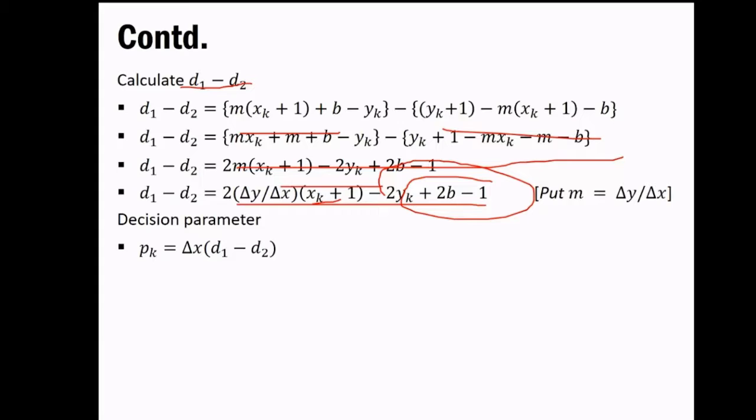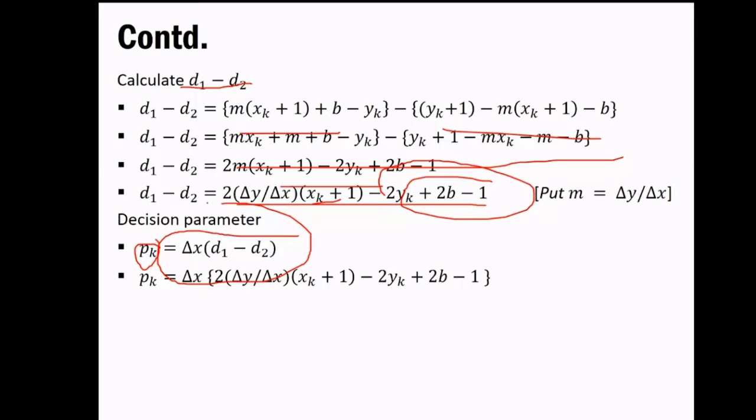Fine. So now we'll proceed further. What it says is the decision parameter. We have one thing that we have to take, that is the decision parameter, which will always be denoted with P or Pk. We have to do this at each and every stage. So what it says is that P is equal to delta x times (d1 minus d2). So now the things that we have in d1 minus d2, we have to substitute in the next equation. We'll put each and everything in this equation.